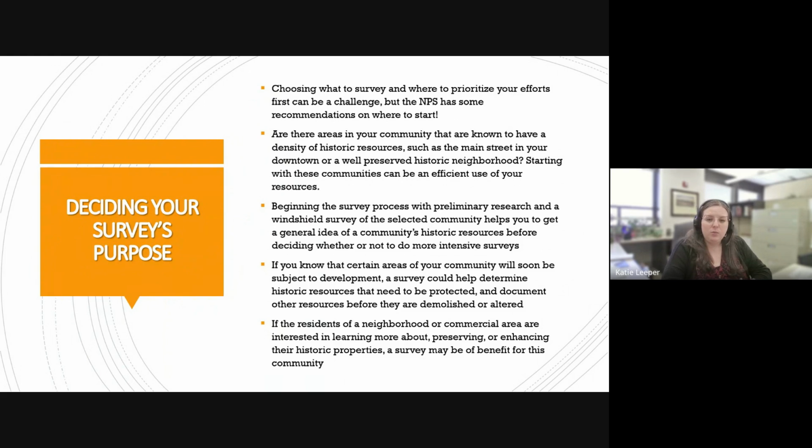And then one of the, in my opinion, best ways to go is if the residents of a neighborhood or commercial area are interested in their history, in their buildings, enhancing their properties, then it's a great place to start because you'll have all that community backing and they'll be the ones advocating and supporting the project as you go. And whenever possible, this is the best place to start. And you can also encourage this by telling people about the history of their community and getting them interested. So yeah, here's some places to start when deciding on what you'd like to focus your surveys on.